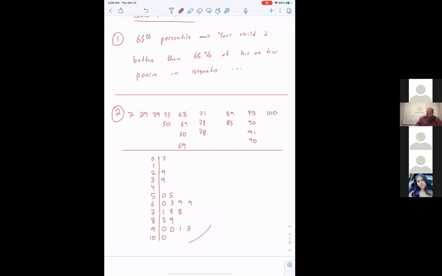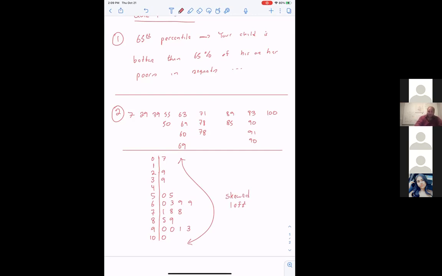And this graph is skewed which way? Left. This is a left skewed graph. The tail is on the smaller number side. If you turn it sideways, the tail's on the left. This is a left skewed graph, skewed left.